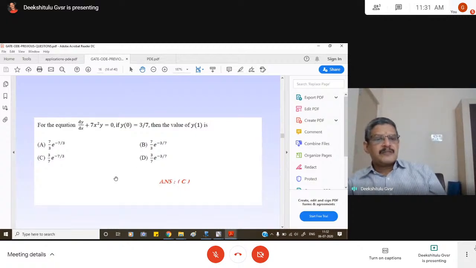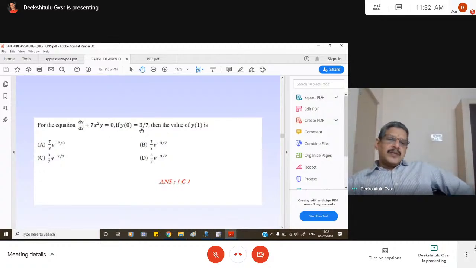The equation dy by dx plus 7x square y is equal to 0. If y of 0 is equal to 3 by 7, find the value of y of 1. So this is a linear equation. P of x is 7x square. So the integrating factor is e power integral p dx, that is e power 7x cube by 3. So y of 0 is equal to 3 by 7, the right-hand side is 0. So the solution will be e power minus 7 by 3 x cube, with x equal to 0. Then y is equal to, that's all. Okay, simply get C.